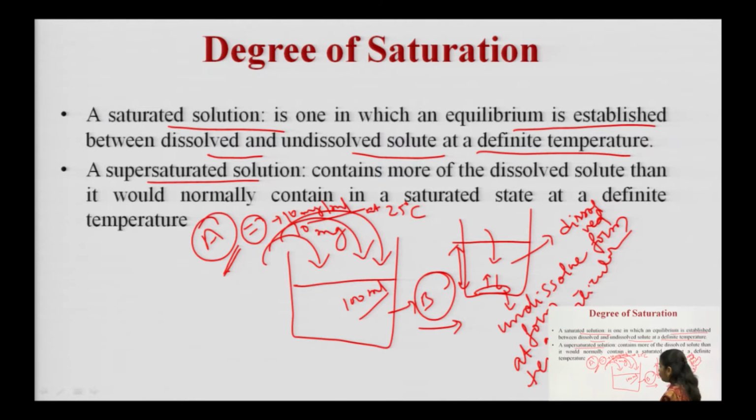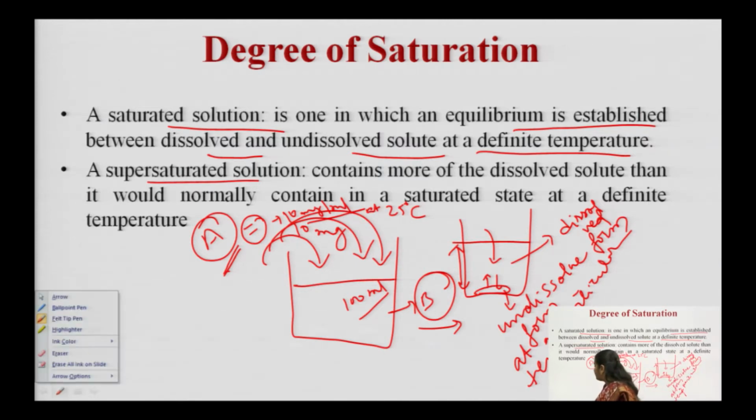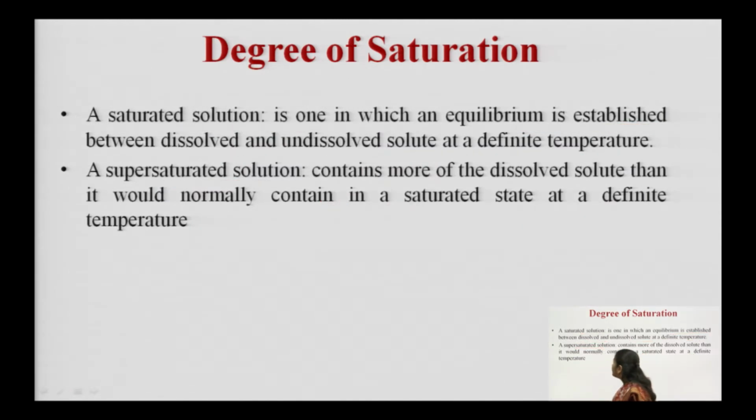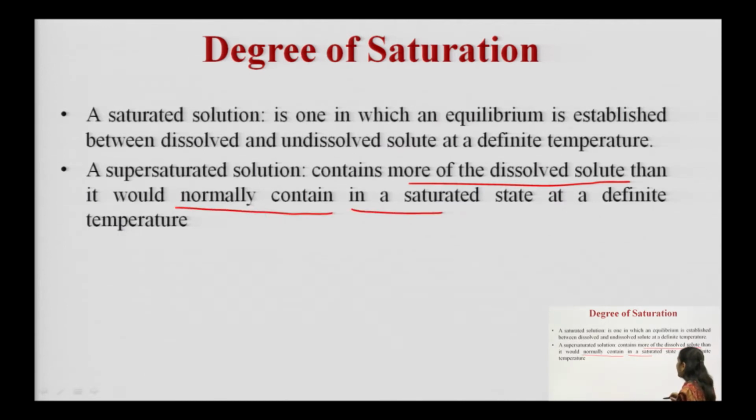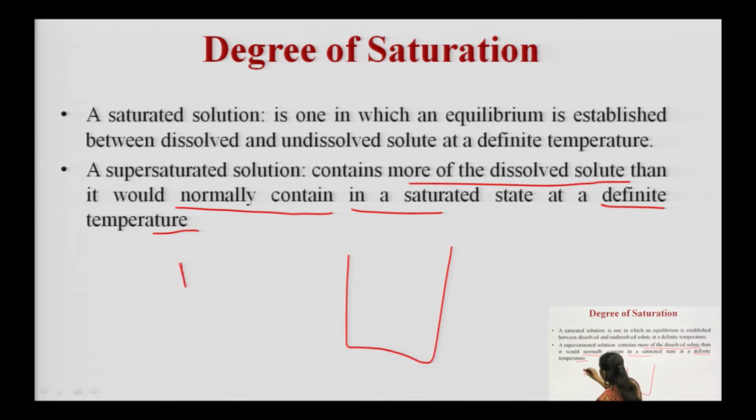Then comes supersaturated solution. Now, in supersaturated solution, what happens? It contains more of the dissolved solute than it would normally contain in a saturated state at a defined temperature. That means, suppose as we know that the solubility of solute A is 10 mg per ml at 25 degree Celsius temperature.